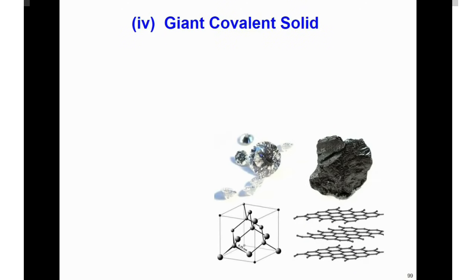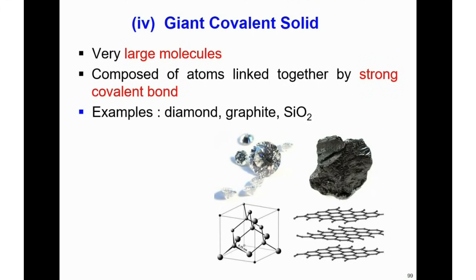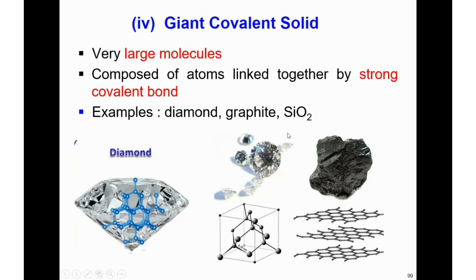Now let's look at giant covalent solid. Giant covalent solid is a very large molecule. It is composed of atoms which are linked together by strong covalent bonds. Examples of giant covalent solid are diamond, graphite, and silicon oxide. Each carbon atom in diamond is tetrahedrally bonded to one another by strong covalent bonds. The same goes for graphite and also silicon dioxide.